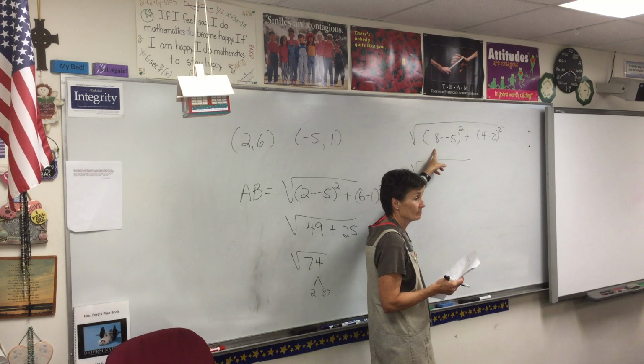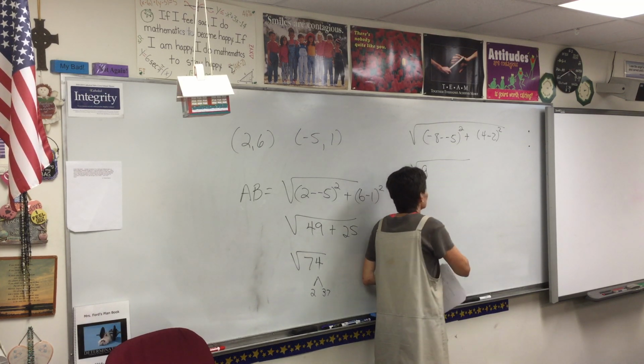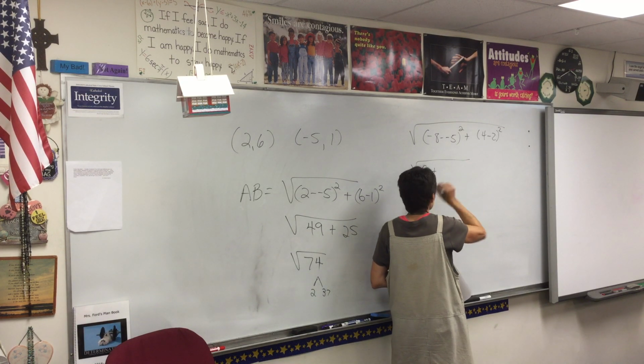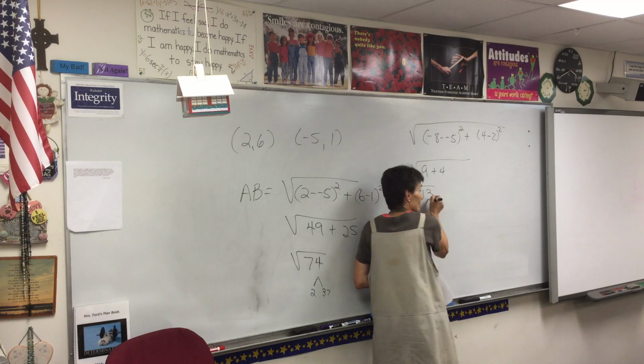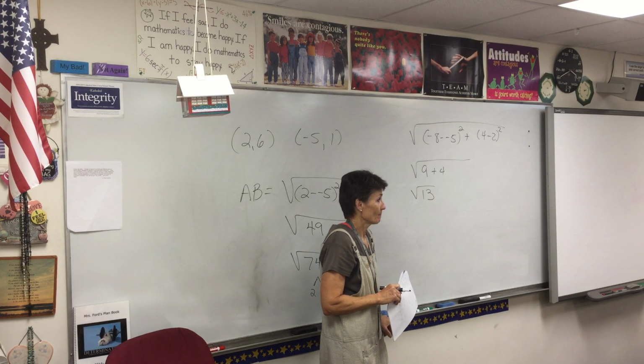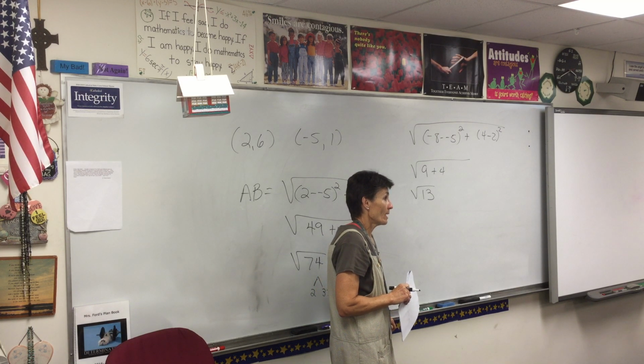What did you get here? 3. 3 squared is 9. And 4 minus 2 squared, 1. Did you get root 13? Yep. That's the right answer. Okay?